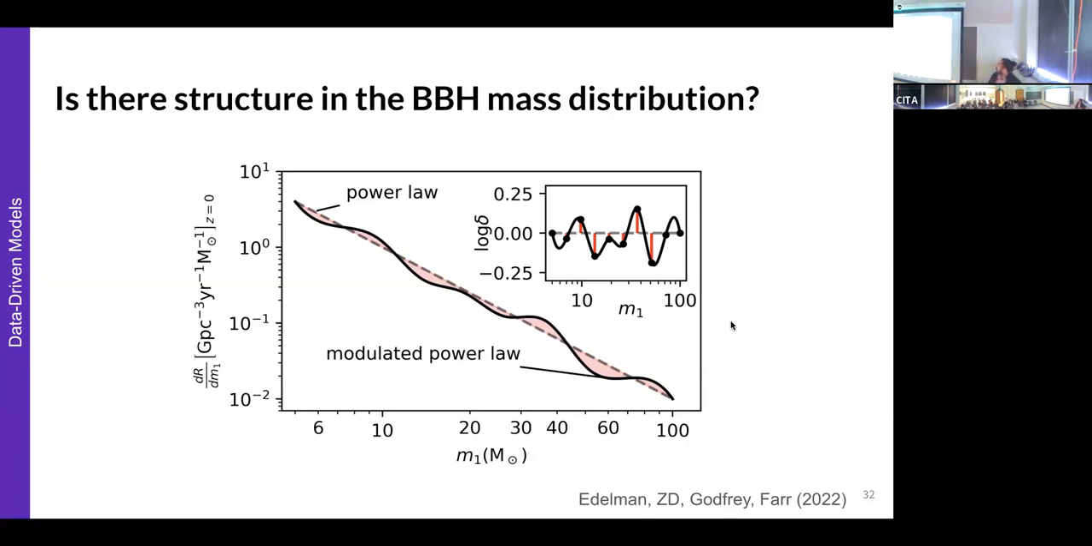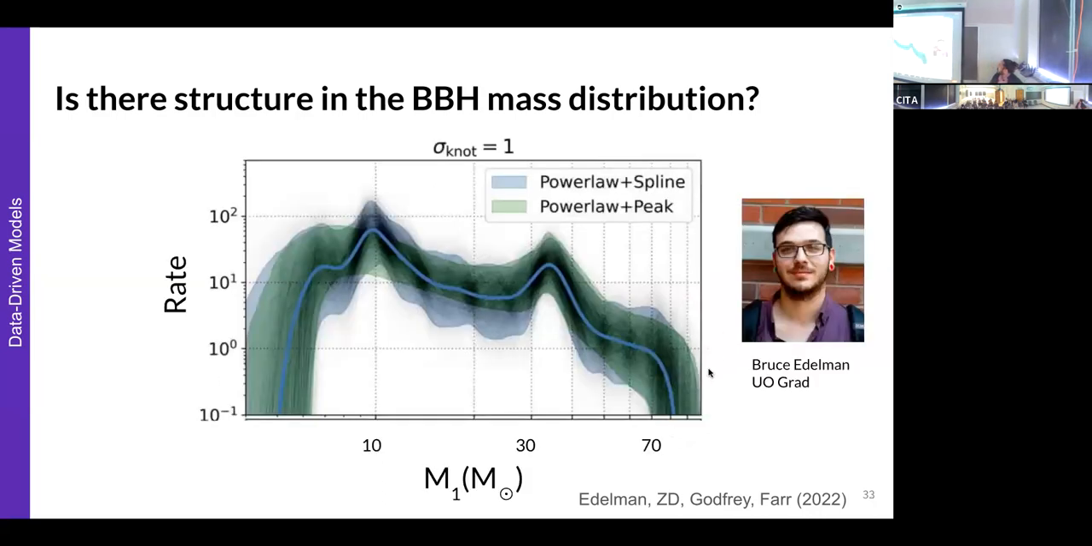So we can use this kind of model to check, is there some structure in the mass distribution of merging black holes? Bruce Edelman, who I worked with at University of Oregon, led some work where we used this model to reconstruct the mass distribution of black holes that were merging. This blue curve and the blue bands show the uncertainty. This shows the rate of mergers as a function of the primary mass, so the mass of the more massive object in each merger. You can see it falls off as you go to higher masses, but interestingly, there's a very nice peak here at about 35.